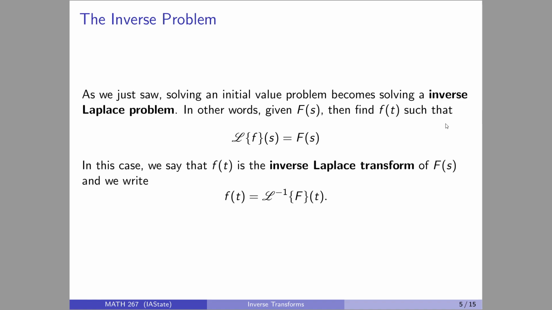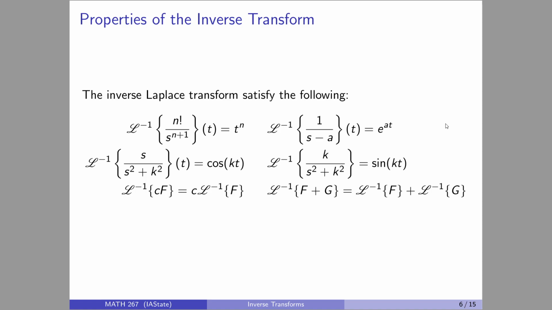Well, let's look at some basic ones before we get a little fancy. Okay, so we know something about the Laplace transform. We know the Laplace transform of t to a non-negative integer power. We know the Laplace transform of e to the at. We know the Laplace transform of sine and cosine. So that then tells me that the inverse Laplaces satisfy these. So the inverse Laplace of 1 over s minus a gives me e to the at, right? Just swap where the Laplace goes. And same thing for the other ones.